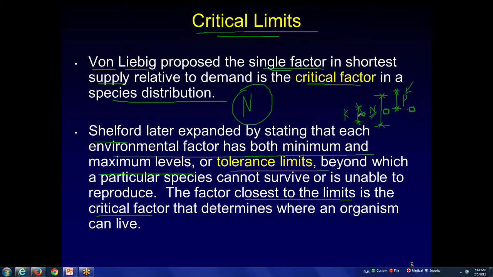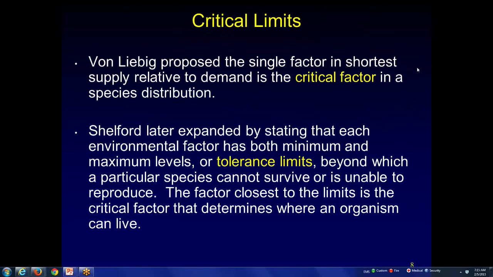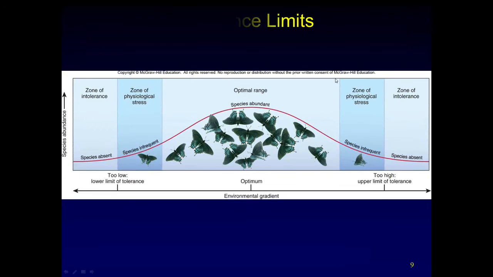So you have different tolerance limits, as I drew here, these little bars. That would be your tolerance limit. And whatever factor is closest to the edge of the limit is going to be your critical factor. Again, in this case it was phosphorus. Okay? All right, well, let's go now into the next slide, slide 9.